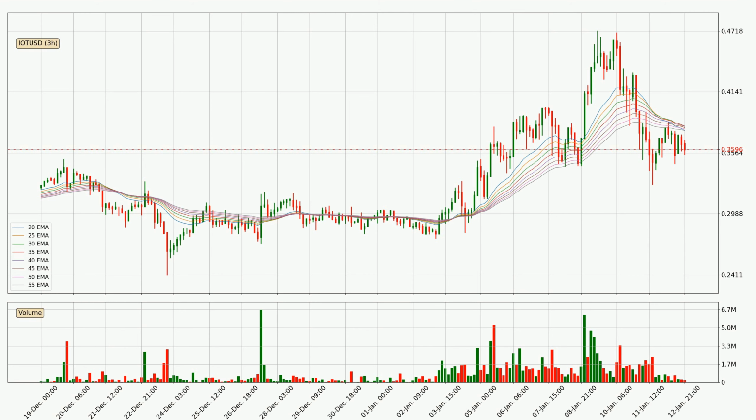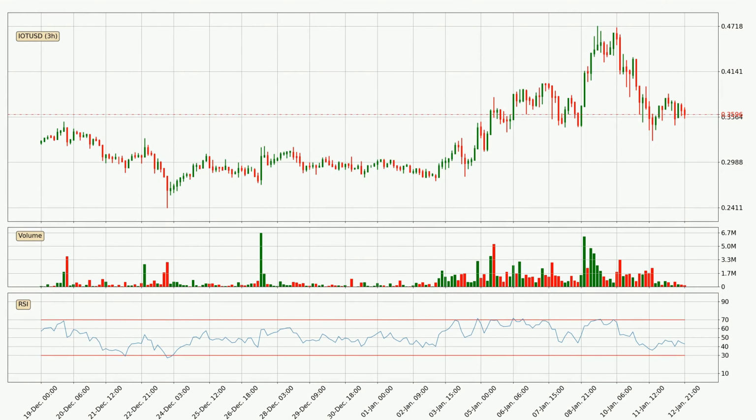Jumping to the 3-hourly relative strength index, the current 3-hourly RSI is at 43, so it doesn't show signs of overbought or oversold conditions at this point.